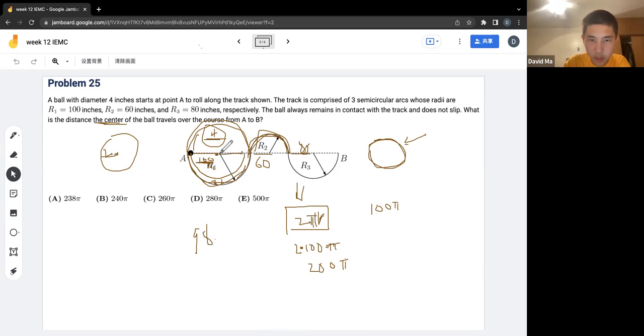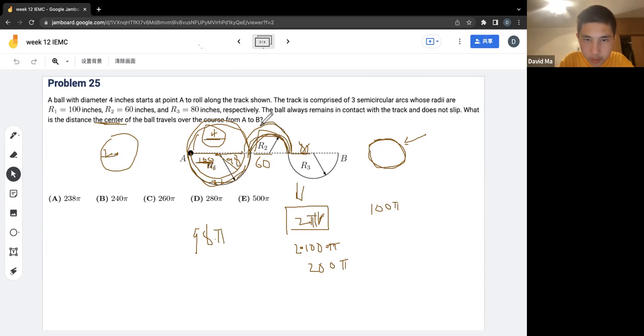This is the radius of this part, which is the center of the circle to the track that the center of the smaller circle traveled. Do you guys understand this? 98. This part is 98. Do you guys understand this? All right. So this part is 98, and after we do the same process, we'll get that 98 pi is the circumference of this thing. And then we go on to this part.